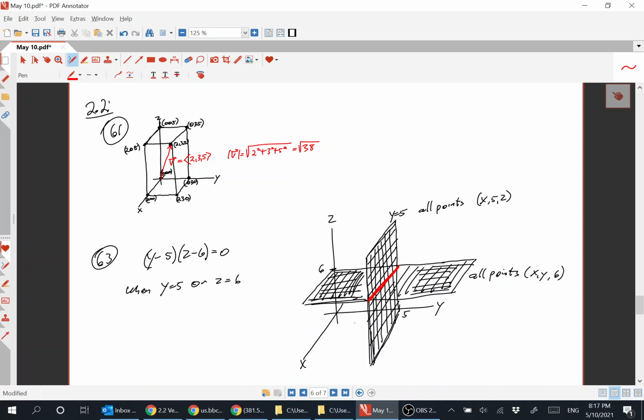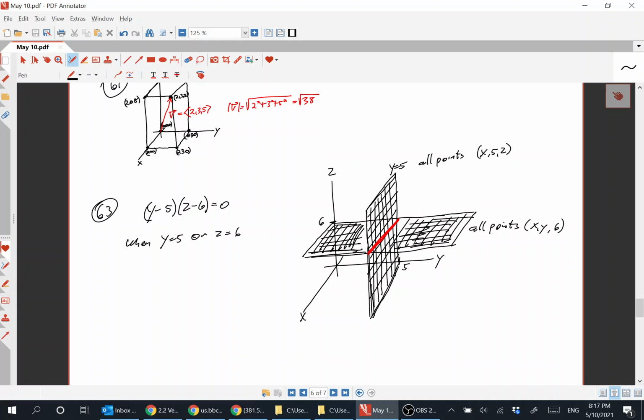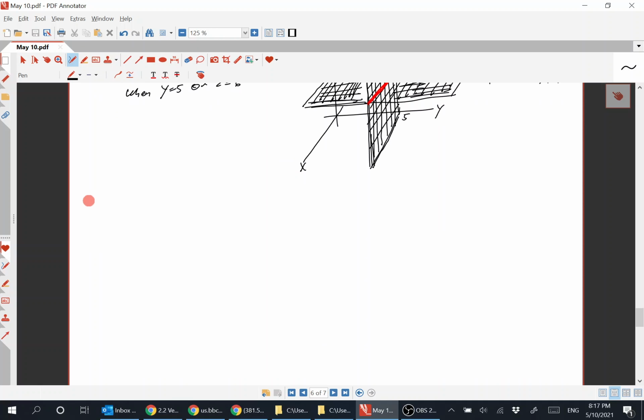All right, so that's the surface being described by this equation, (y minus 5) times (z minus 6) equal to 0. That equation is satisfied whenever y is equal to 5 or z is equal to 6. And all those points are right here on these two planes. Now, of course, these planes extend infinitely in every direction, but we can't really draw that, so we just draw that much of it. 65.